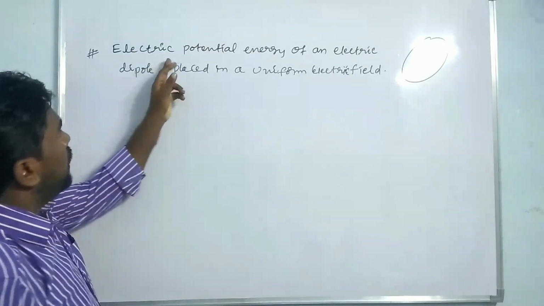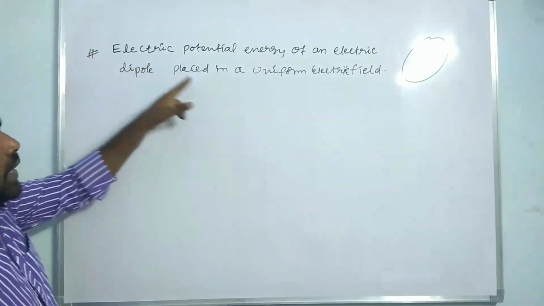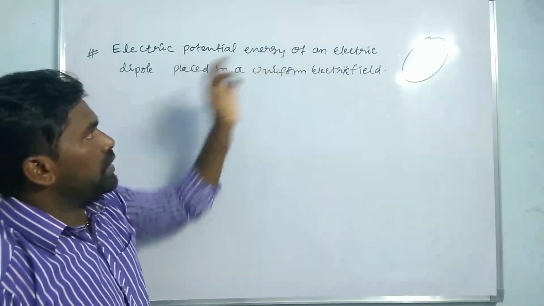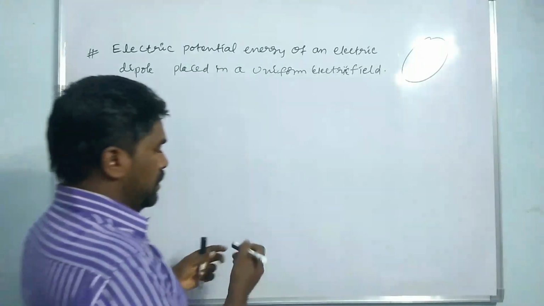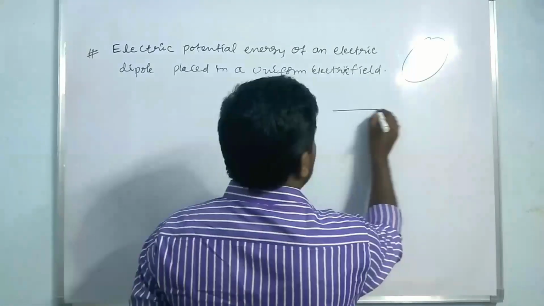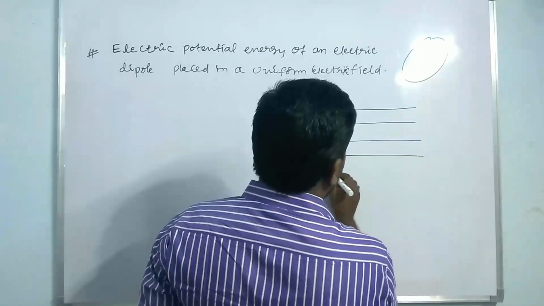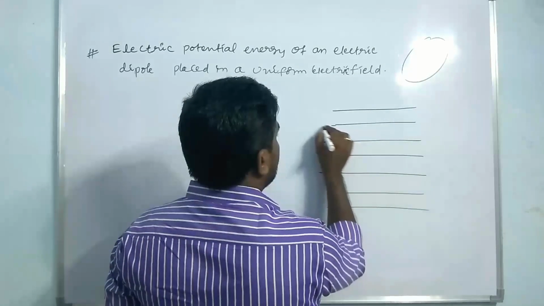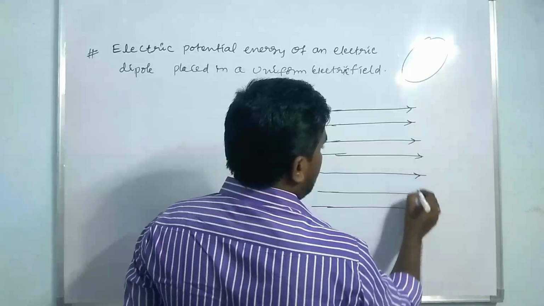Right. Let's see the electric potential energy of an electric dipole placed in a uniform electric field. So we have to find the electric potential energy of an electric dipole which is placed in a uniform electric field. So this is the uniform electric field. Uniform electric field means the intensity of electric field at any point is the same. So this is the direction of the electric field.